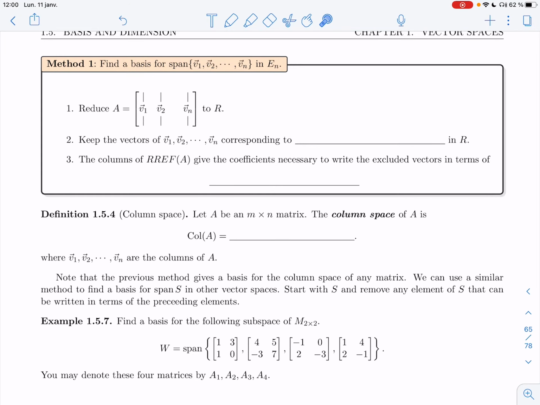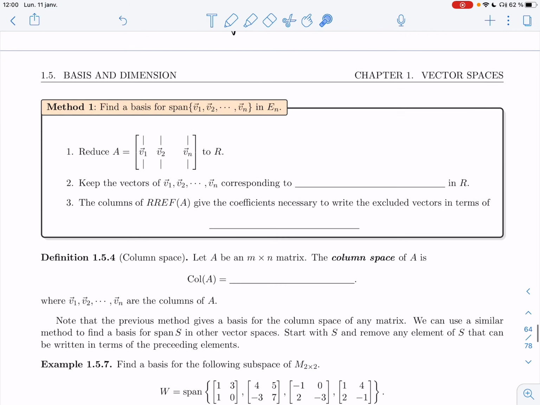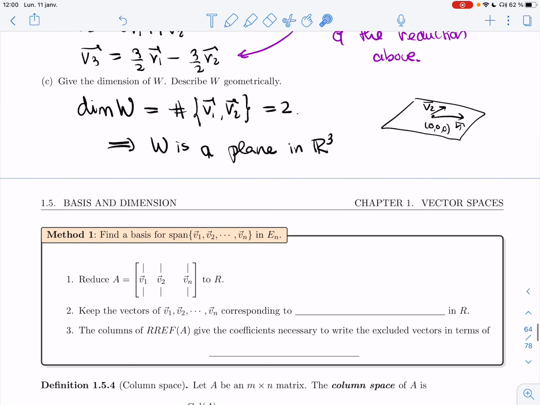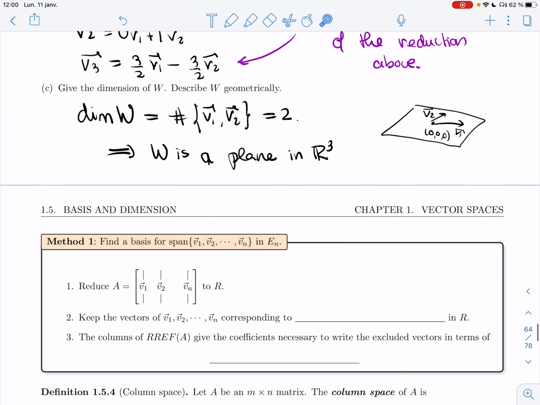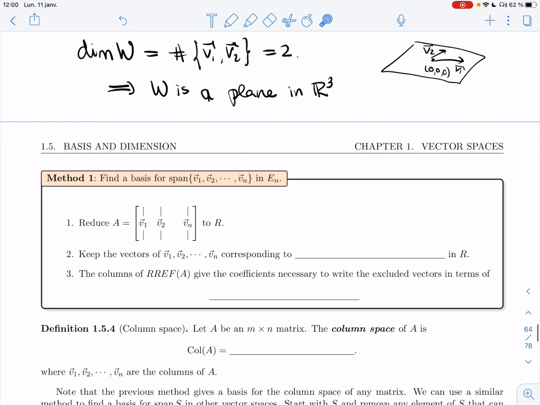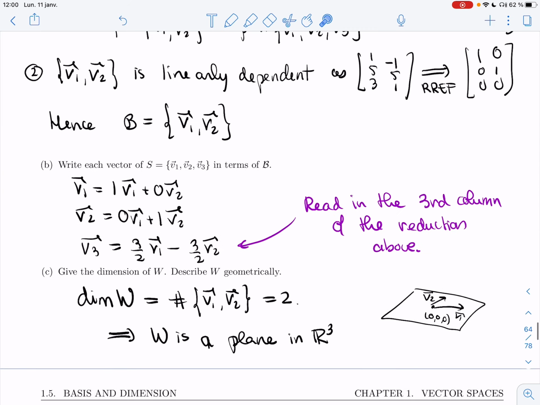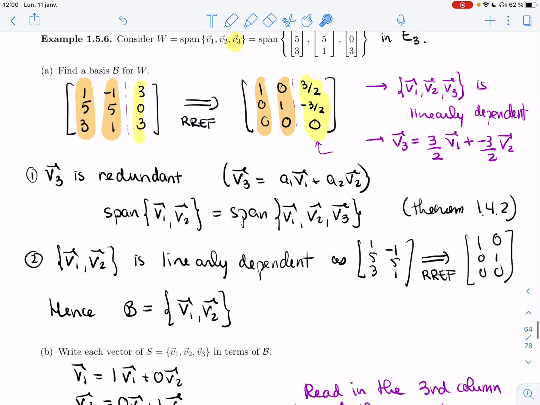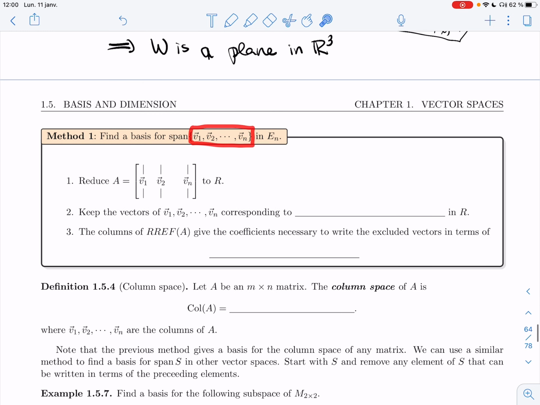All right, so welcome back. Let's recap the method that we learned in the last example to find a basis for a span in En. You take the generators that you're given. So here we were given these generators. You place them in a matrix and you reduce.